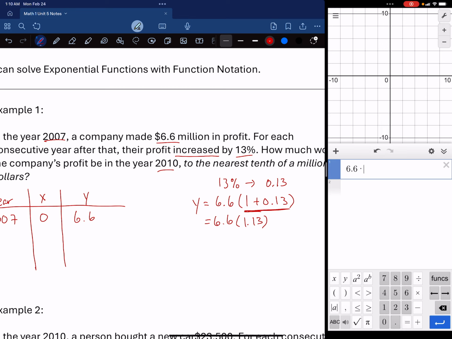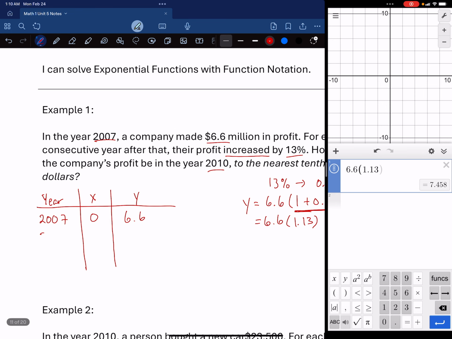6.6 times, let's do this in parentheses, times 1.13, right? So in the year 2008, after increasing by 13%, our X is 1, right? We spent 1 year. We are at $7.458 million, okay? All we did is we went from here to here, we multiplied by 1.13, right? We increased it by the 100%, our whole amount, and we increased it by 13%.